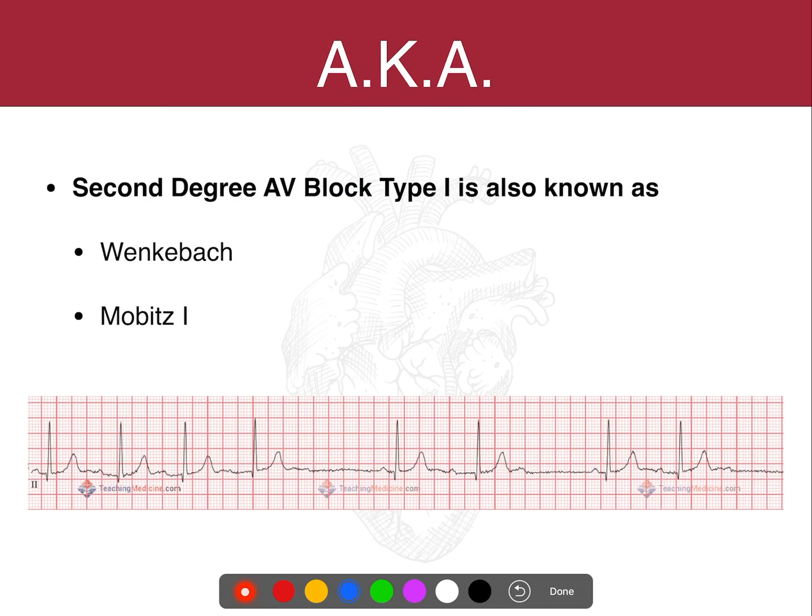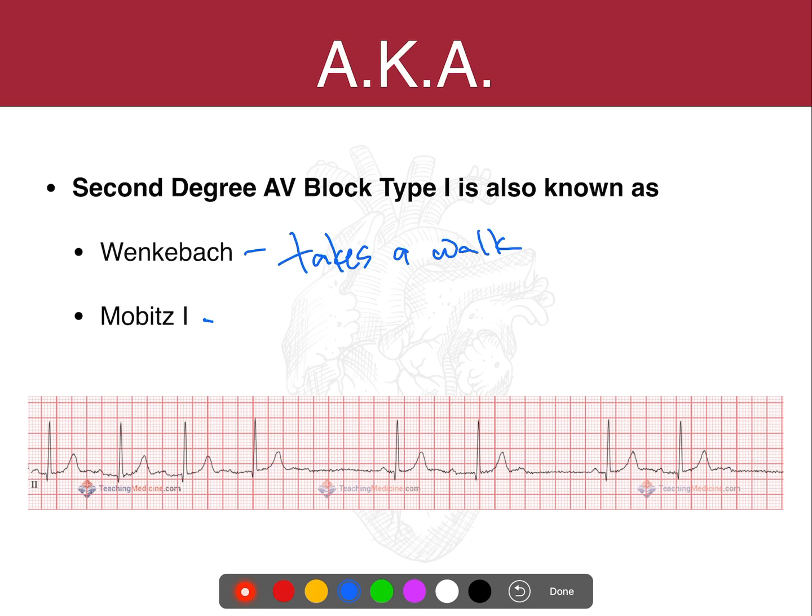Now, something to keep in mind is that second degree AV block type 1 has a few different names. One of those is Wenckebach, and the other is Mobitz 1. Sometimes people will use the term Wenckebach, and that's because it helps them to remember saying Wenckebach takes a walk. And that can kind of help you remember that PR interval is taking a walk further and further and further away from the QRS complex until eventually it walks off altogether and you have a dropped QRS. Mobitz 1 is just another name for that.